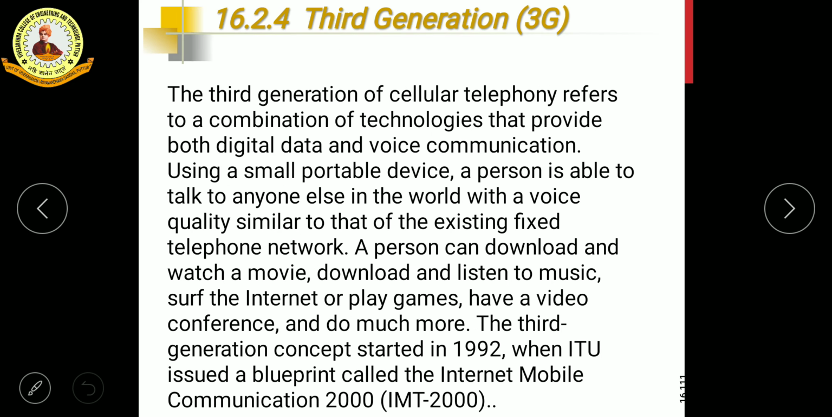An analogy is given here. A person can download and watch a movie, download and listen to music, surf the internet or play games. So these are all the things that evolved in third generation.